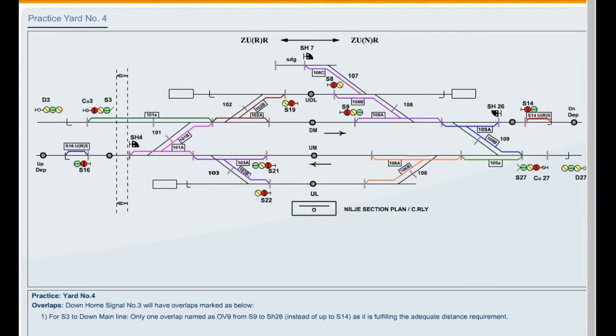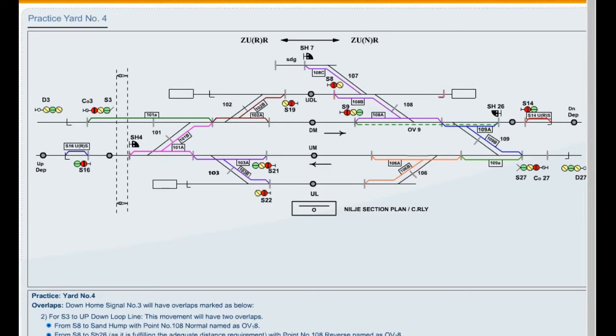Overlaps. Down home signal number 3 will have overlaps marked as below. For S3 to down main line, only one overlap named as OV9, from S9 to SH26, that is instead of up to S14, as it is fulfilling the adequate distance required.